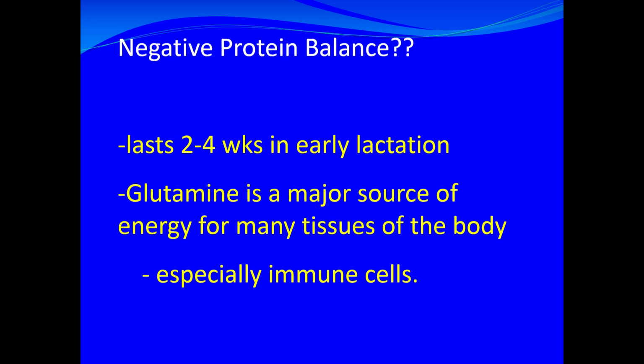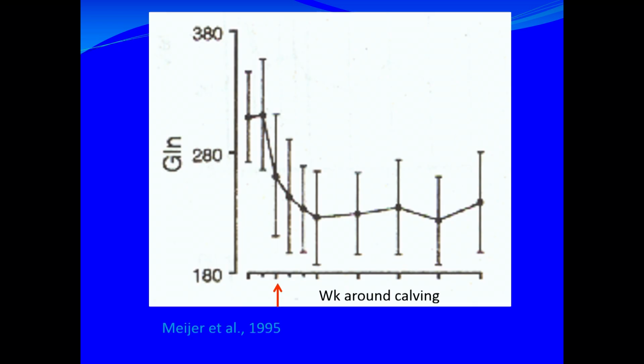Negative protein balance is the next one I want to bring to your attention because most of us neglect the effect of proteins. It's going to last maybe 2 to 4 weeks in early lactation, and glutamine is a major source of energy for many of the immune cells. Here we see blood glutamine levels. The arrow here designates the time of calving, and these big arrows are weeks after calving. And you can see that glutamine levels drop by nearly 50% in the blood during that first week after calving.